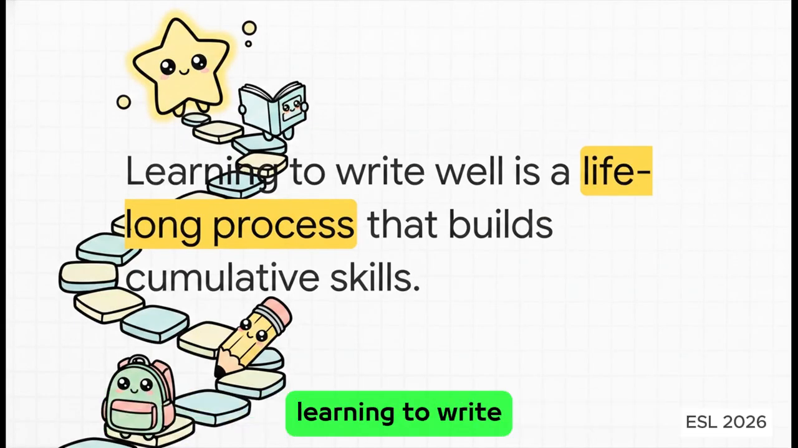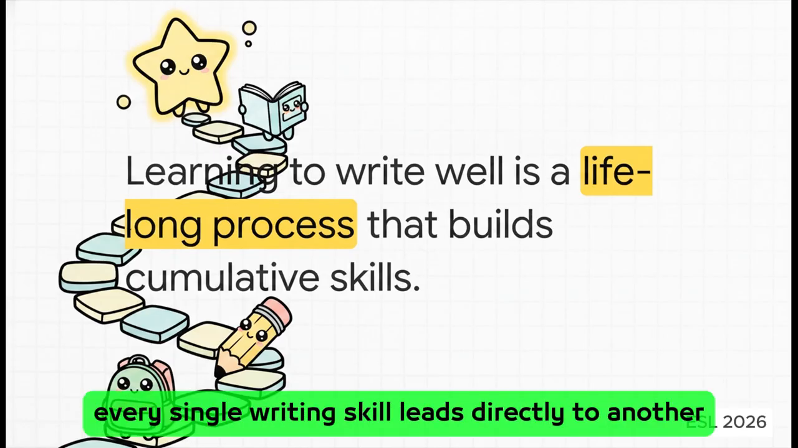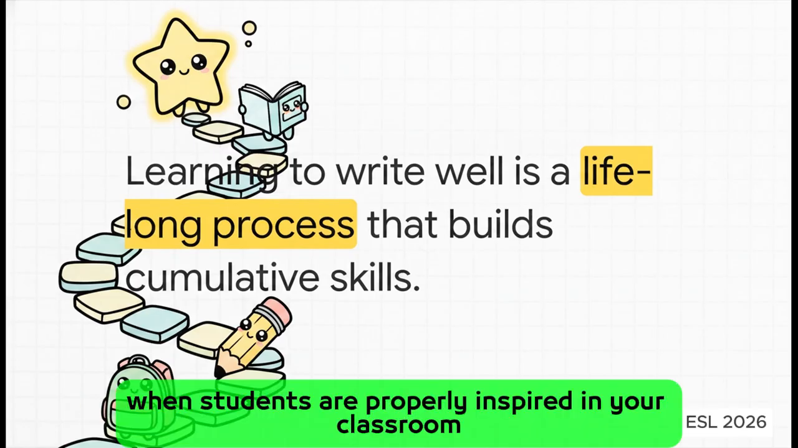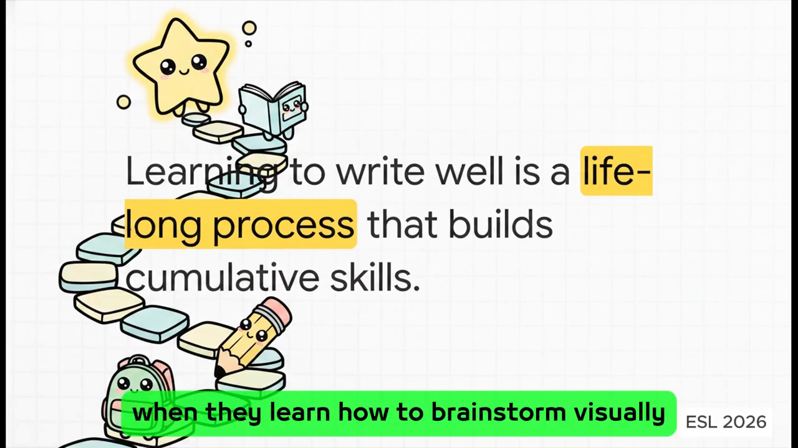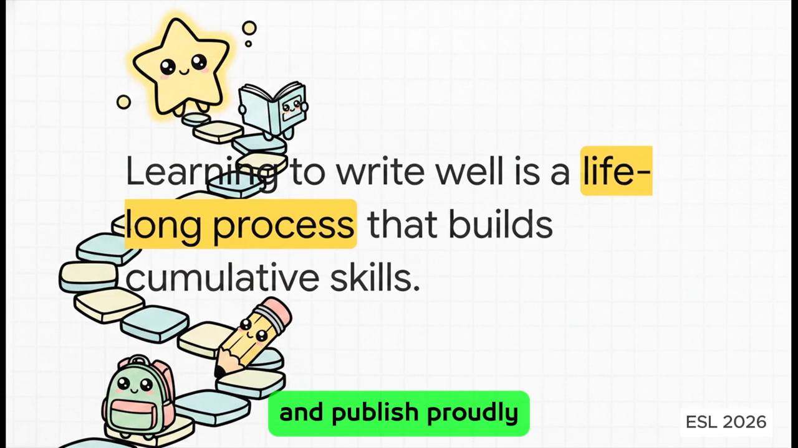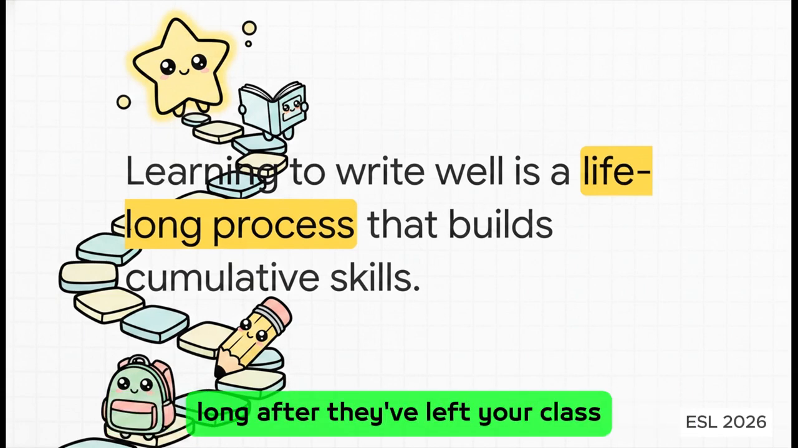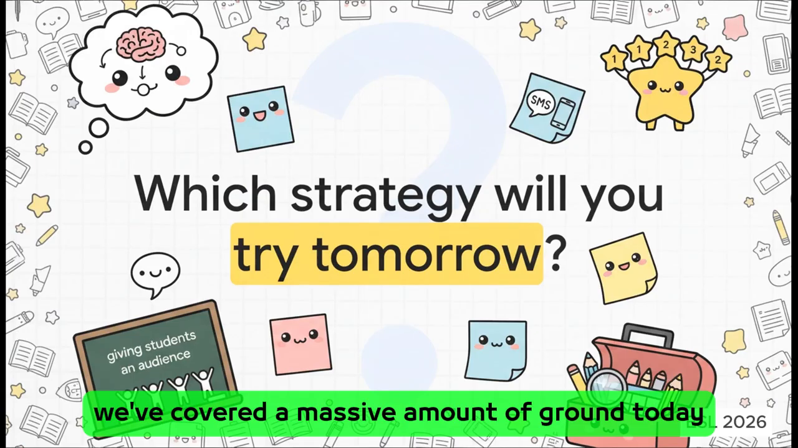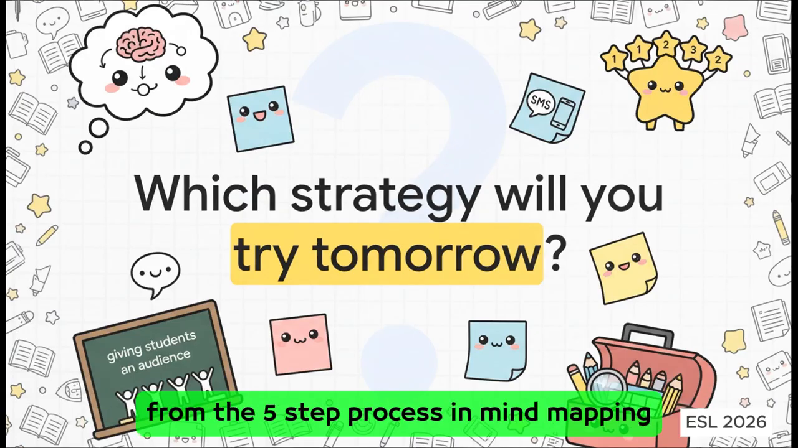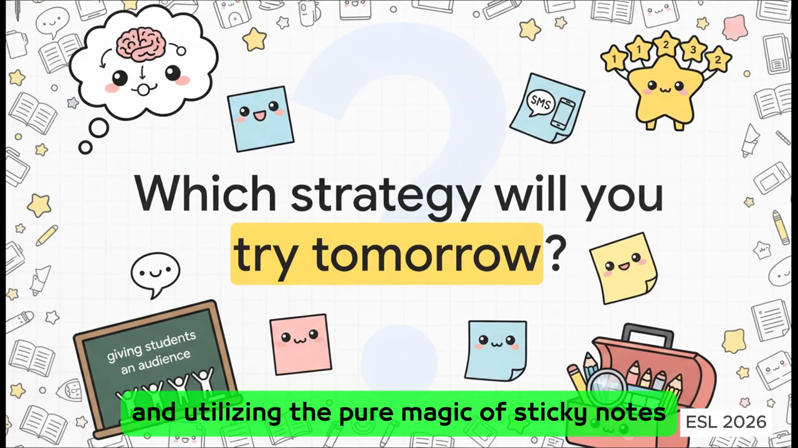Because ultimately, learning to write well is a lifelong process that builds cumulative skills. Every single writing skill leads directly to another. When students are properly inspired in your classroom, when they learn how to brainstorm visually, edit with their peers collaboratively, and publish proudly, they're going to carry these foundational habits with them for the rest of their lives, long after they've left your class. We've covered a massive amount of ground today, from the 5-step process in mind mapping to navigating TextSpeak and utilizing the pure magic of sticky notes.